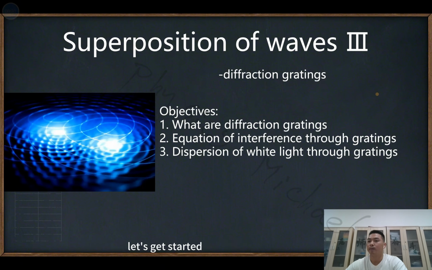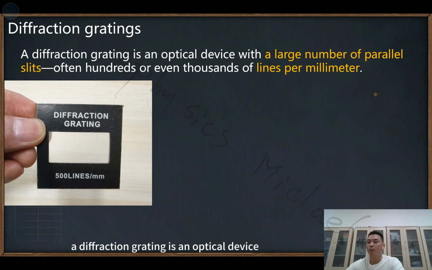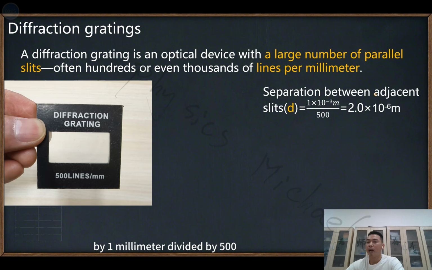Let's get started. A diffraction grating is an optical device with a large number of very closely spaced parallel slits, often hundreds or even thousands of lines per millimeter. Just as we can see in the figure, this is a diffraction grating and it has 500 lines per millimeter, so we can calculate the separation between adjacent slits by 1 millimeter divided by 500, which is 10 times 10 to the power of negative 6 meters.